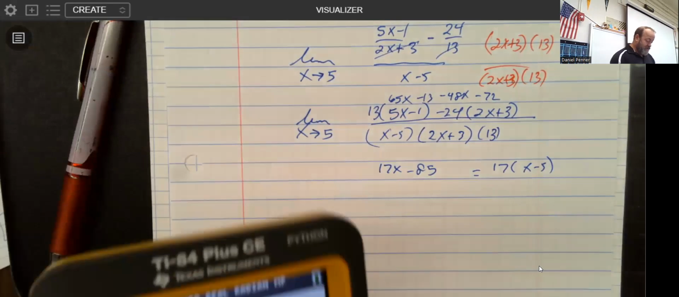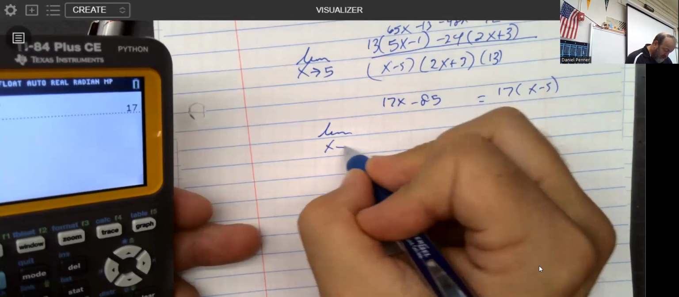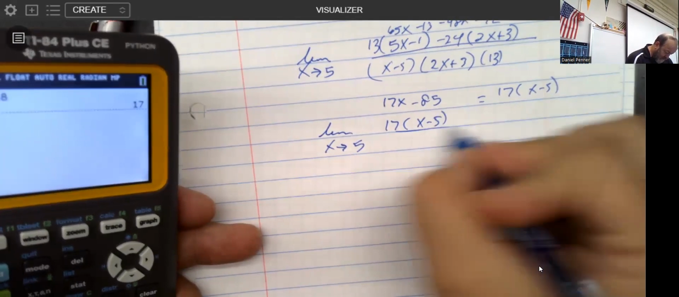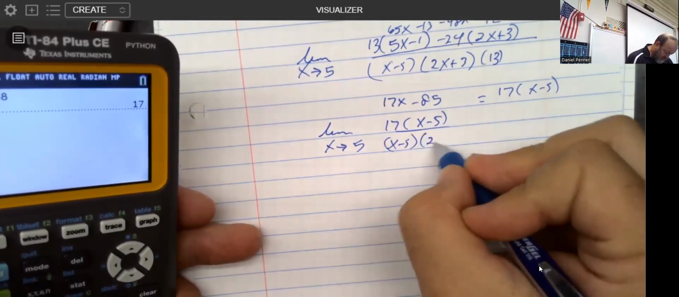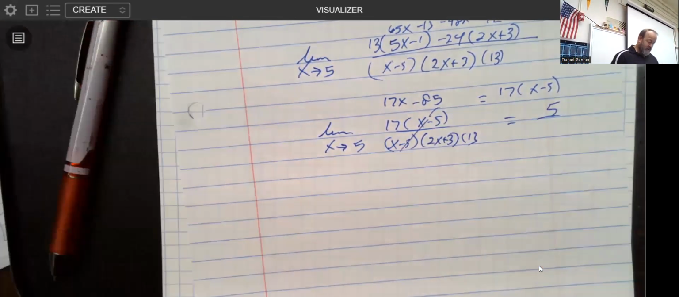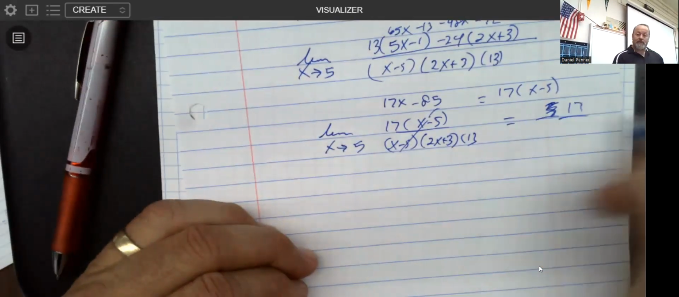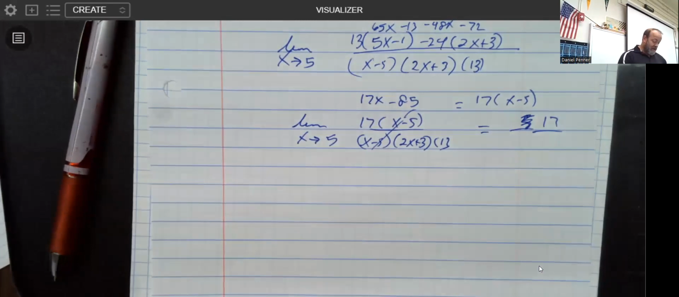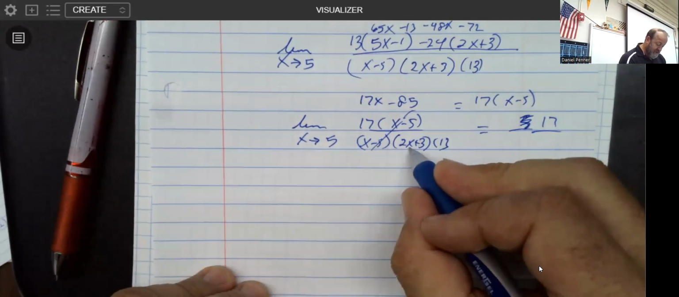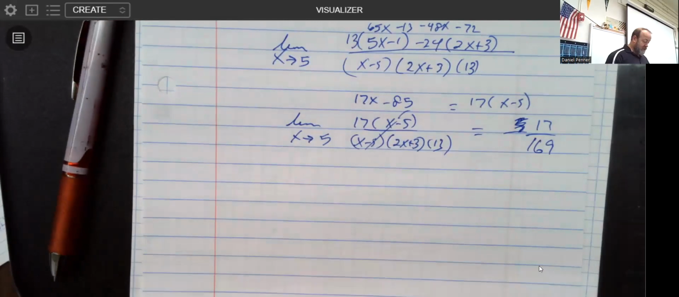So I'm just doing a little bit of side note here so I don't have to write everything a second time. So my numerator is 17 times x minus 5, and my denominator, of course, is x minus 5 times 2x plus 3 times 13. So, of course, as I get close to 5, we know that the numerator is 17. And if I get close to 5, I'm going to get 13 times 13, because 2 times 5 is 10, plus 3 is 13. Hey, we got a slope of 17 over 169.